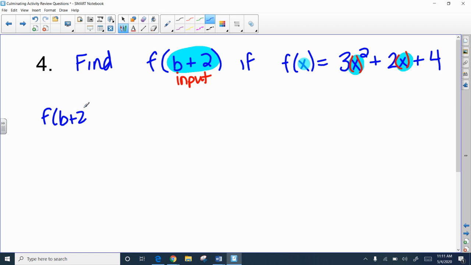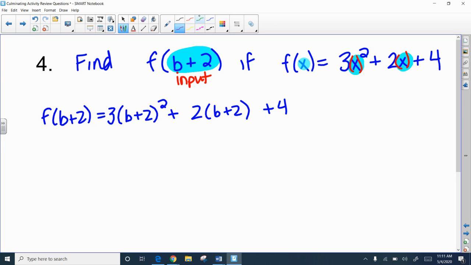f of b plus 2 equals. So right here, I still have the 3 in front. Instead of x, I'm plugging in b plus 2 squared. And then plus 2 right here again. Instead of x, I'm plugging in b plus 2 and then plus 4. So that's what it looks like when I plug everything in, but now we have to simplify as well. So right here, to simplify 3 times b plus 2 squared, remember we have to do exponents first. So I have to do b plus 2 squared first. That means b plus 2 times b plus 2.